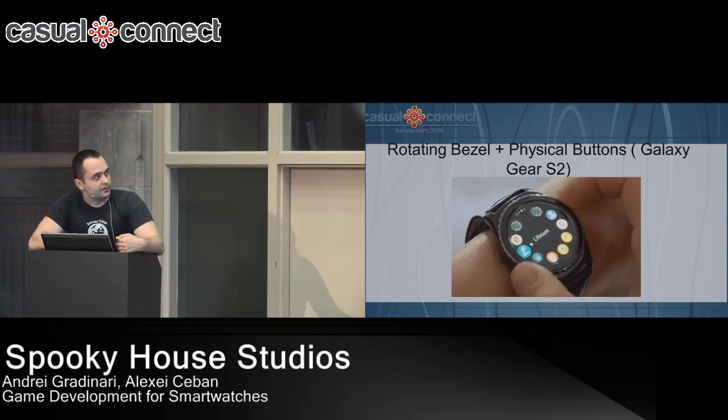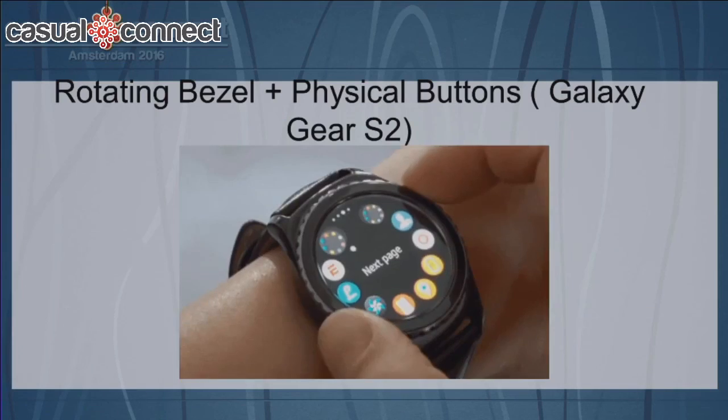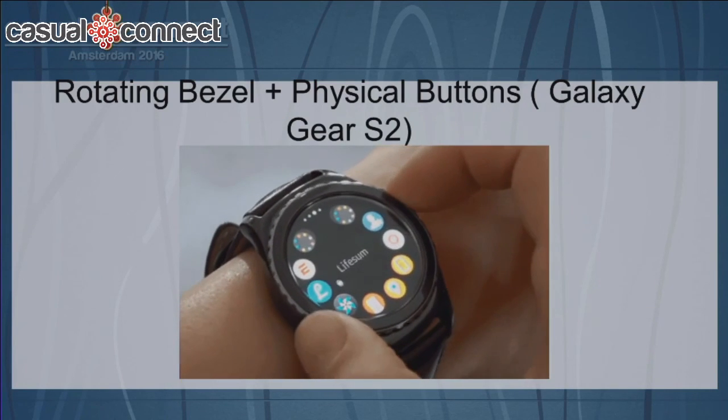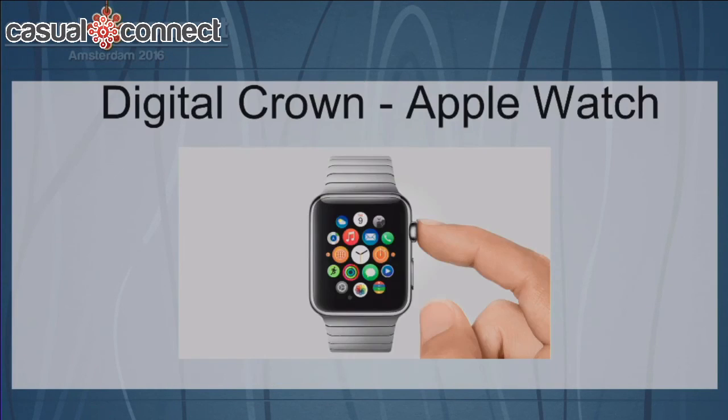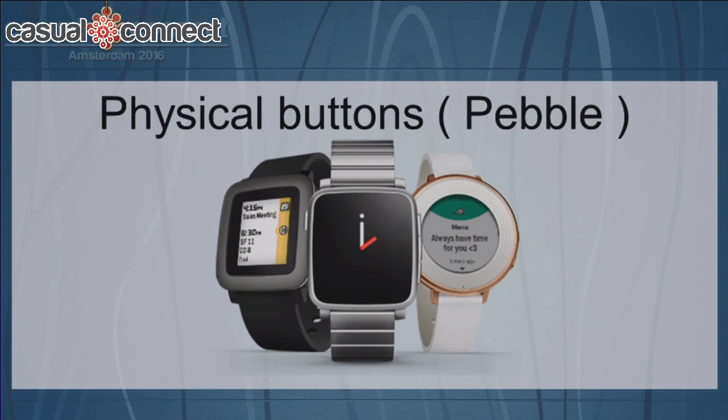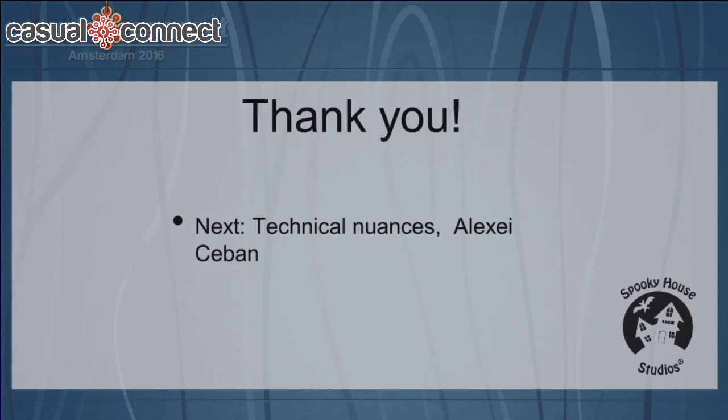And here is an example of native controls on Gear S2 and how you can use them, and the digital crown on the Apple Watch instead of a touchscreen, and physical buttons on Pebble. They don't have a touchscreen at all. Sorry for being so quick. We just have a ton of information that we wanted to give you guys. Next, my colleague is going to take over.